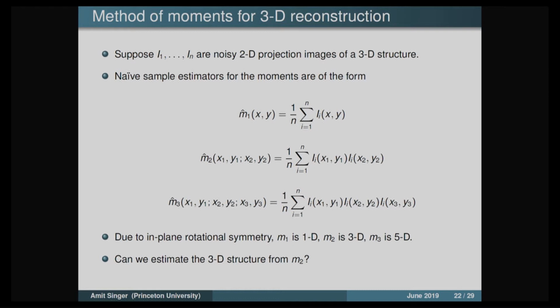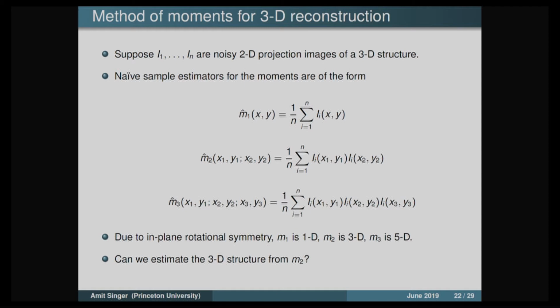And then you can ask yourself, okay, if we get a 3D array of information from the second order moment, and on the other end I want to recover a 3D object, my molecule, maybe I'm lucky enough that this is enough. And then the thing to figure out is how to relate the second order moment of the images with the structure.